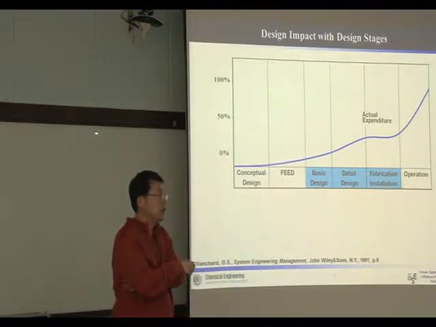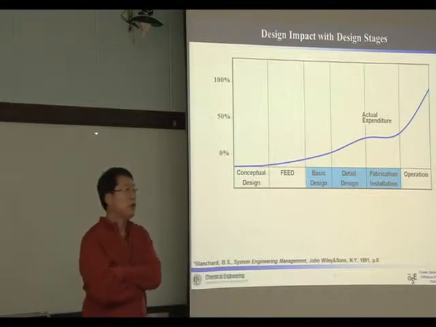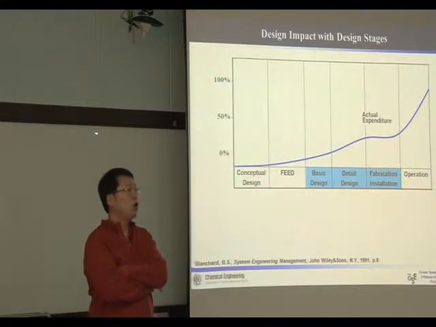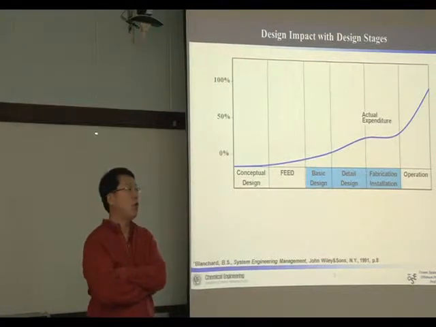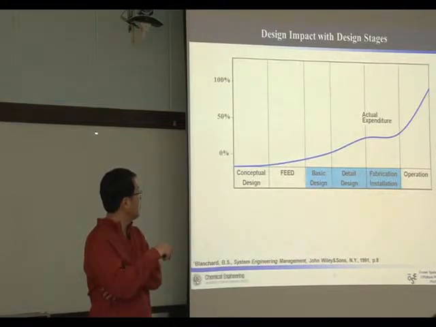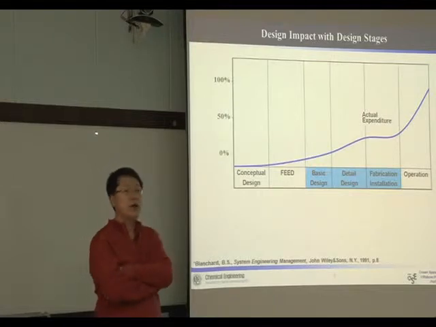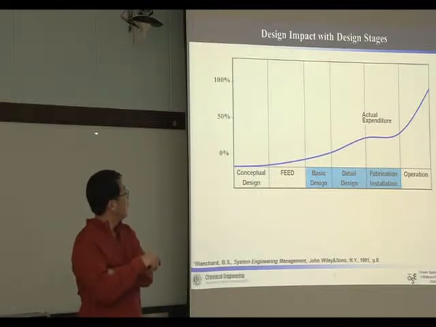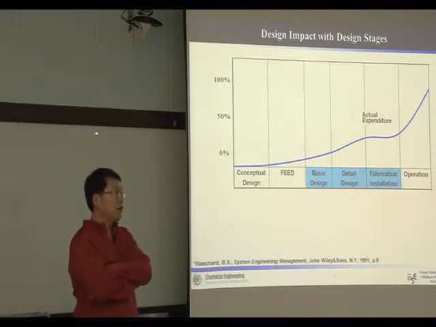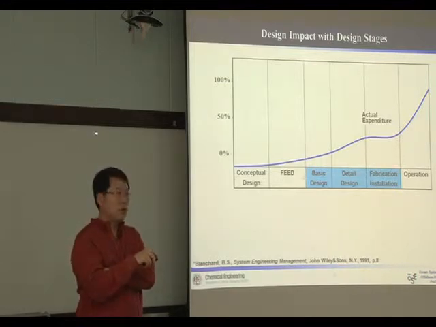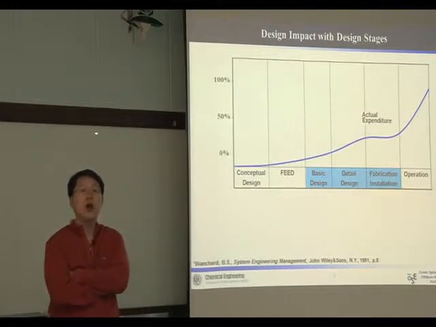for the early stage concept design and FEED is very low because only the human or engineering cost is relatively cheap compared to the equipment purchase or fabrication. So the cost is low. The growth rate is slow in the early stage of the project. And when we do some kind of fabrication and installation, the cost started to increase, and the real cost actually occurs during the operational cost.